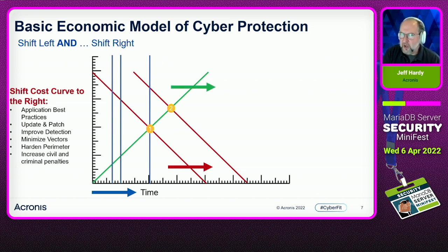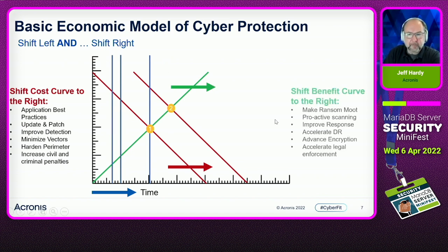The next thing you need to always do, see, this is another one to think about, all right? Not just security, we're going to shift the cost curve. Now we're going to shift the benefit curve. We're going to change the way any potential cyber criminal is going to benefit by trying to compromise your system. How do you do that? Well, here are some techniques that shift the benefit curve.